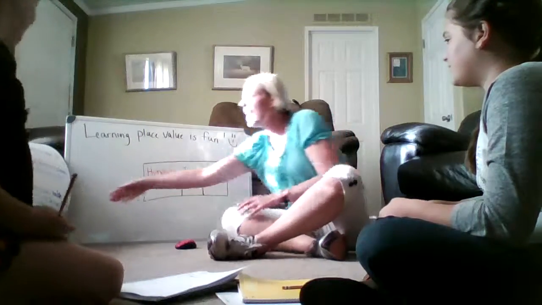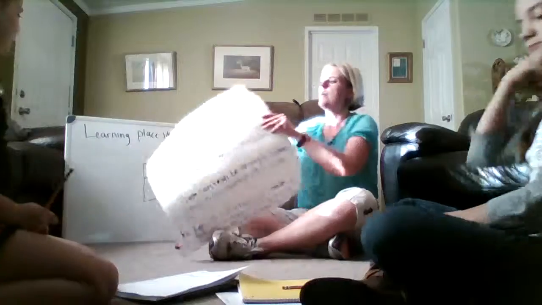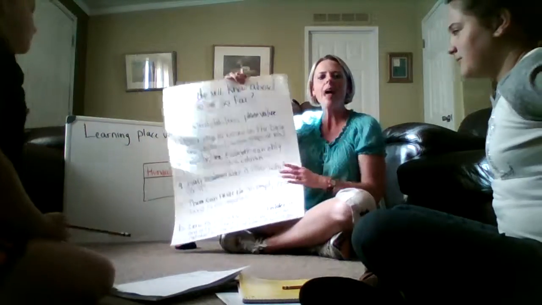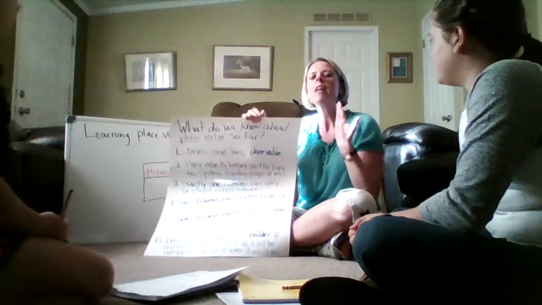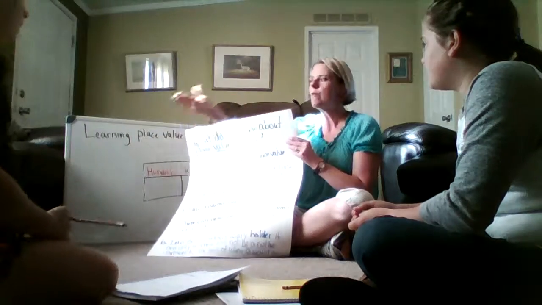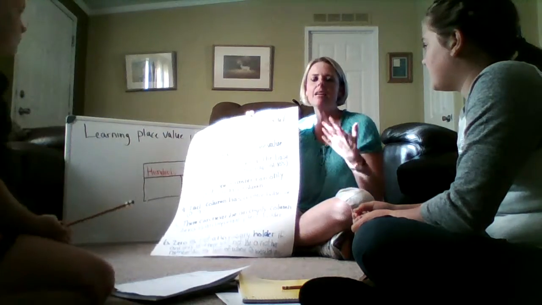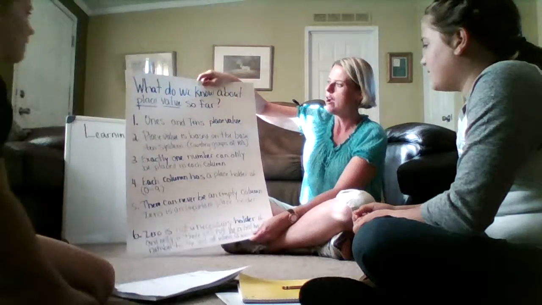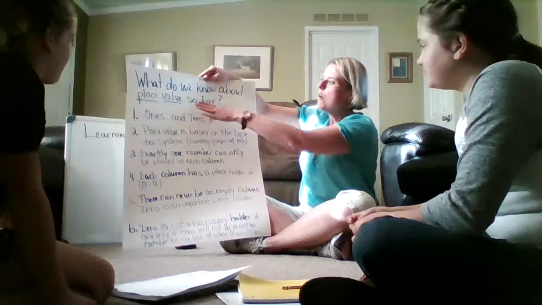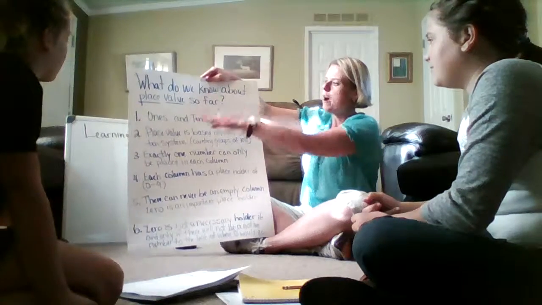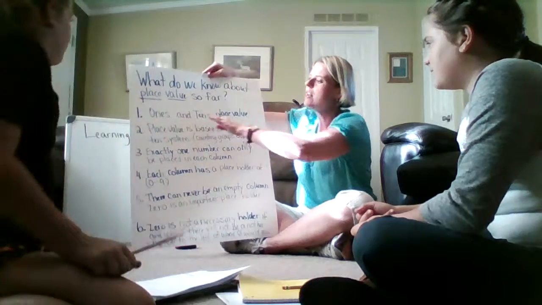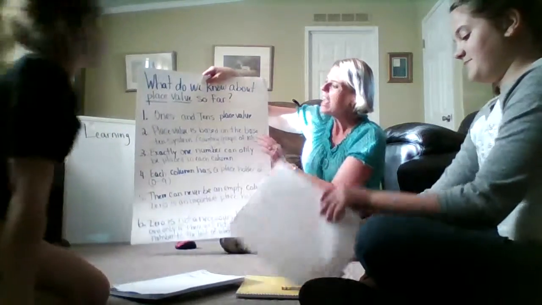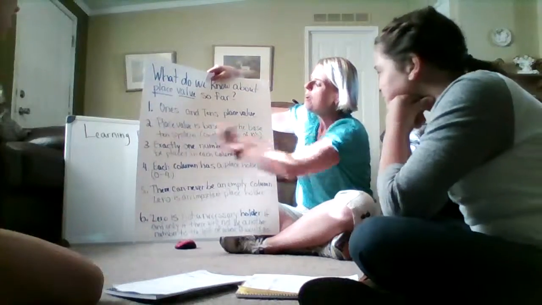Okay, so let's find out what we've learned about our place values so far, okay? We're going to make a list. Now, if I was in a standard classroom with a bigger board, I would be writing the list as I teach. But today, we have a small board, so we're going to go with our list that we have. So we know what we know about place values so far. We said that we, number one, know about ones and tens, correct? Yes, ma'am.